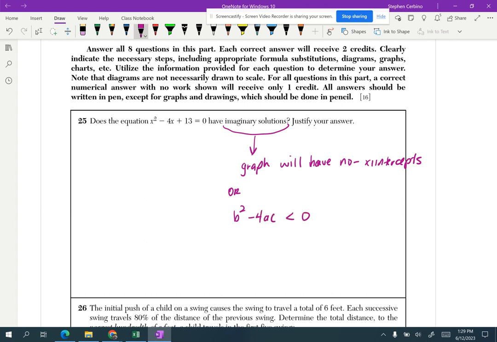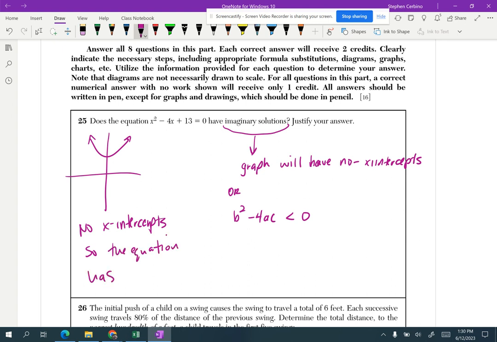It really doesn't matter how you do it for this question because it just says, does it, and to justify your answer. So justify your answer, remember, means just like show some type of math. So like you could literally just sketch a graph of this like this and say there are no x-intercepts. So the equation has imaginary solutions.